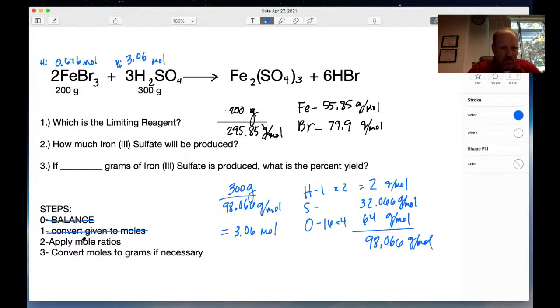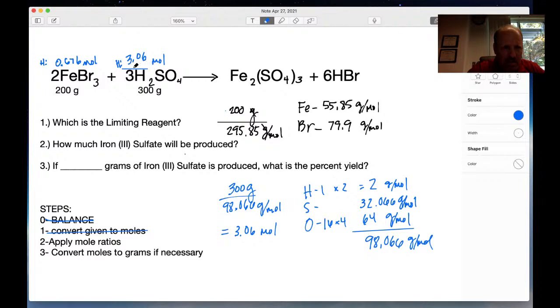Now what we want to do is apply the mole ratio. So in order to find out which is the limiting reagent, we've got to apply mole ratios. You know how much we have? We have 0.667 moles of this. We have 3.06 moles of this. Let's do this one, because this is the simple one.